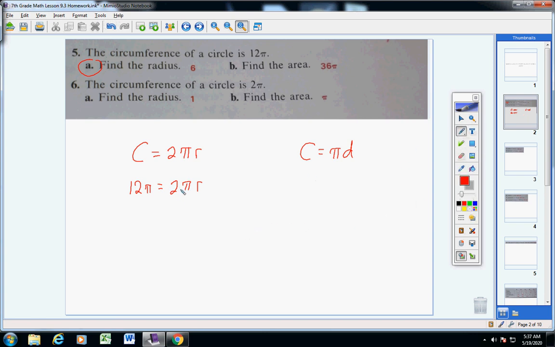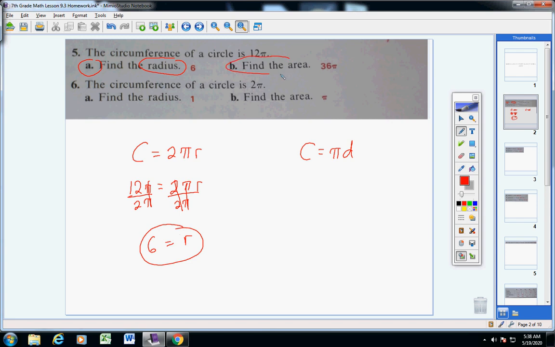Same thing here. Look, I want to get rid of this 2 pi. What is it doing to the r? It's multiplying, right? Why do I want to get rid of the 2 pi? Because I'm trying to find the radius. I'm trying to solve for r. Okay, so divide both sides by 2 pi. Here they cancel, leaving you with r. Here your pi's cancel. 12 divided by 2 is 6. So we did it. There, we found the radius.